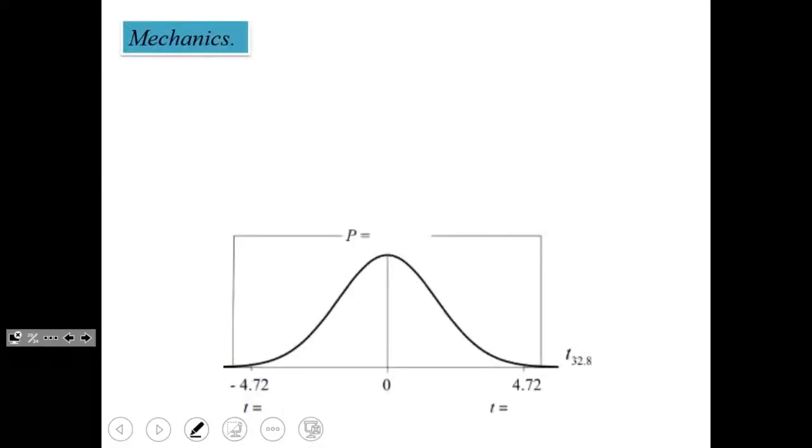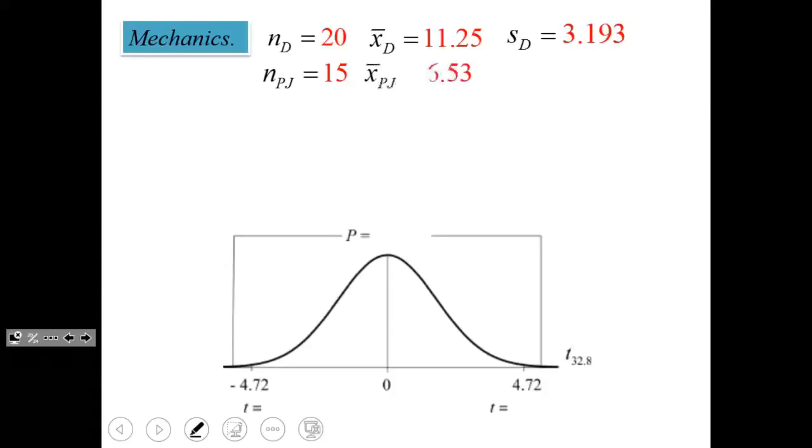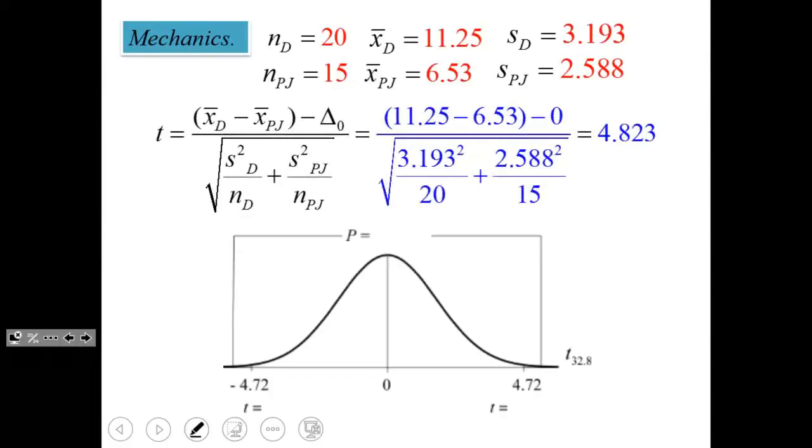Okay. So let's do our mechanics. Sample size for our nationwide chain D, we had 20 pizzas. The mean saturated fat was 11.25. My standard deviation for brand D, 3.193. My national chain for PJ, I had 15 pizzas checked there with a mean saturated fat content of 6.53. My PJ brand was 2.588 for the standard deviation of my sample. My t-score I'm looking for is 4.823. The difference was 4.72.